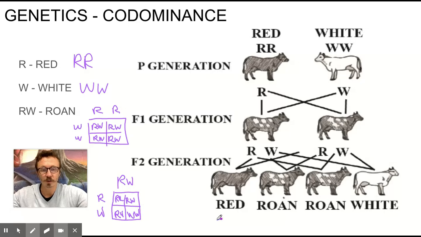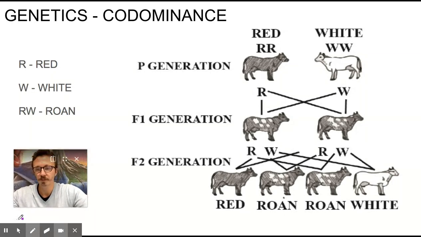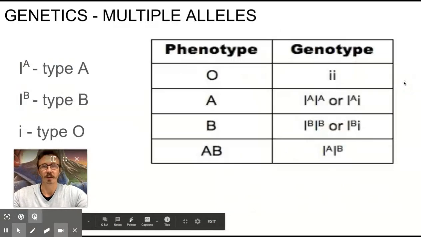So there's a 25% chance that two roan cows will give birth to a red calf, a 50% chance that they'll give birth to a roan calf, and a 25% chance of producing a white cow. So that's codominance, where both phenotypes are displayed in the heterozygous condition. They have to have both of the alleles. And let's go on to the next one.